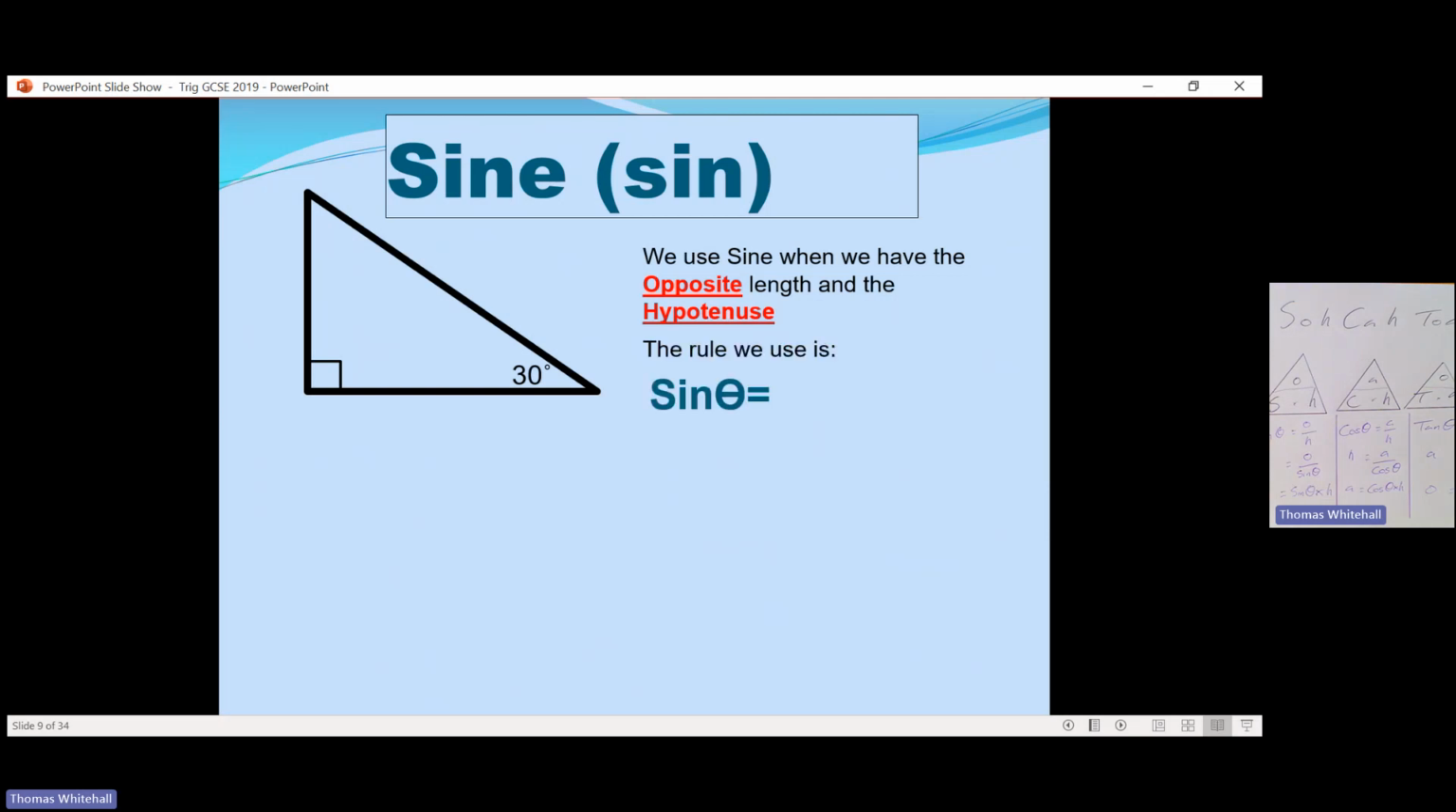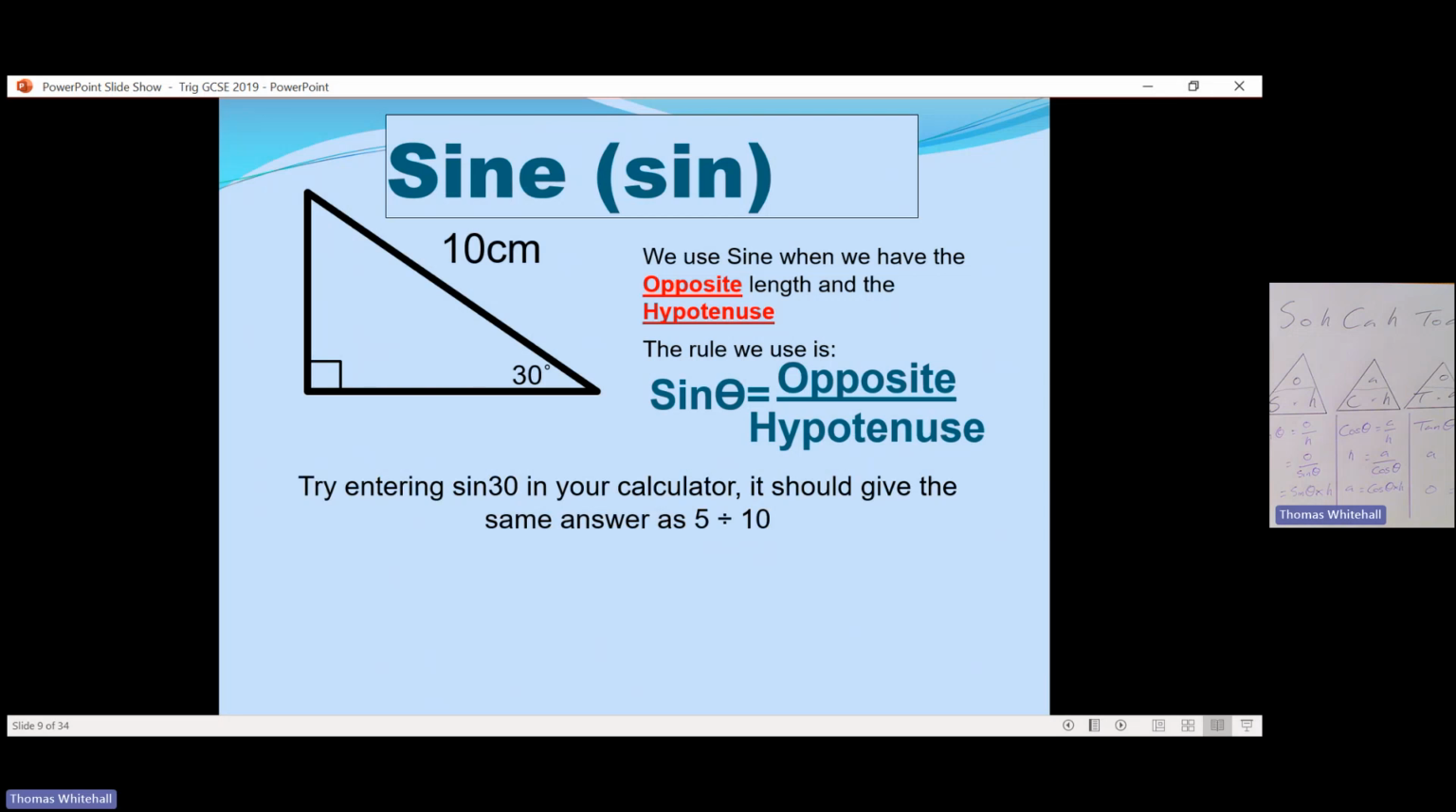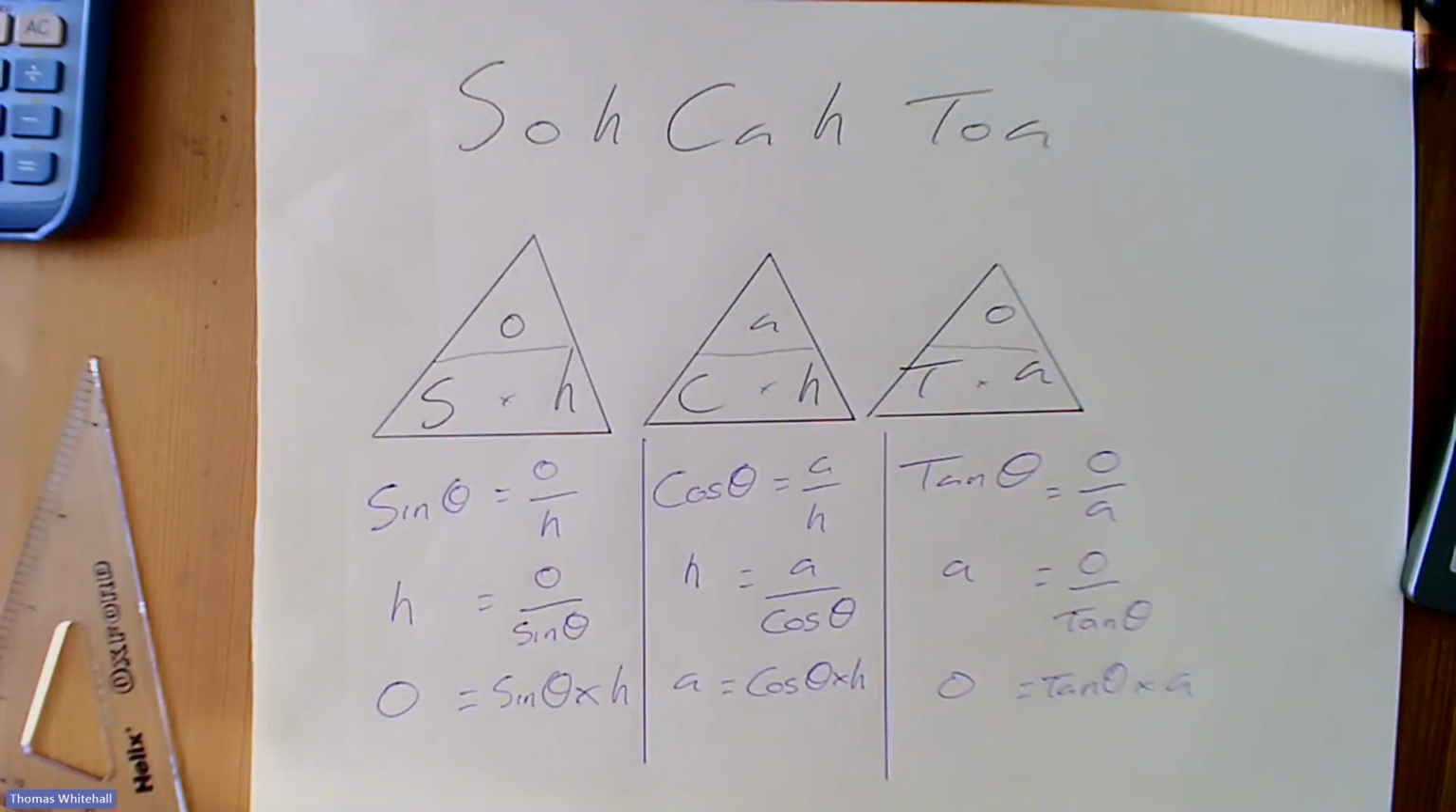Okay. So in this case, we know that the sine of our angle is equal to the opposite over hypotenuse. Okay. And we're given the hypotenuse. And if we put sin 30 into our calculator, it should give us the same as 5 divided by 10. Now, again, this is why I prefer the pad. I'm going to go back to the pad now, okay? So now I've gone back to that pad.